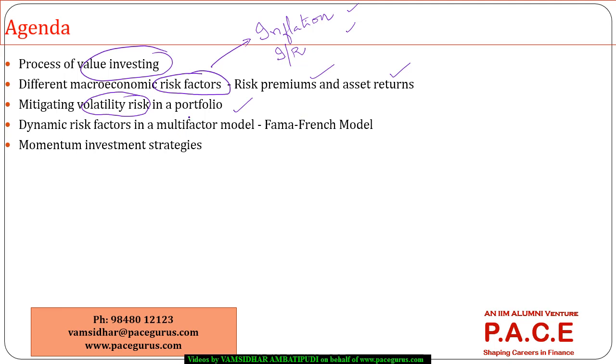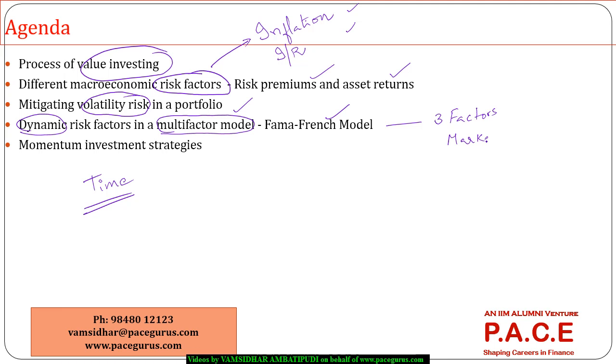And all these things we will put in a multi-factor model. The various risk factors, again, we talk about dynamic ones, which change over time. So if I am putting these various dynamic risk factors in a multi-factor model, how do I really look at it? Especially with the example of a Fama-French model, which typically has three major factors as a part of its model apart from the market.